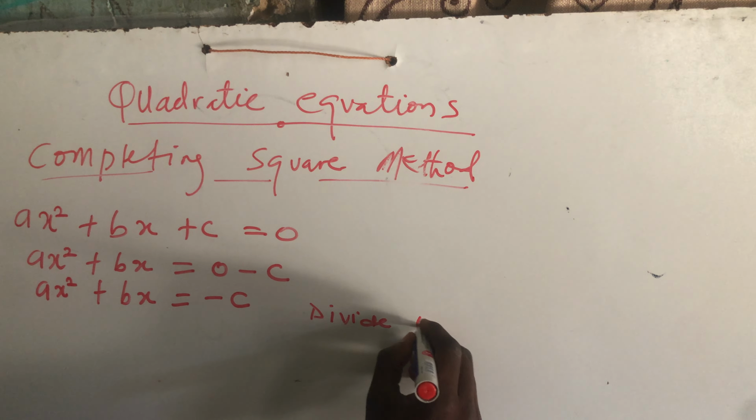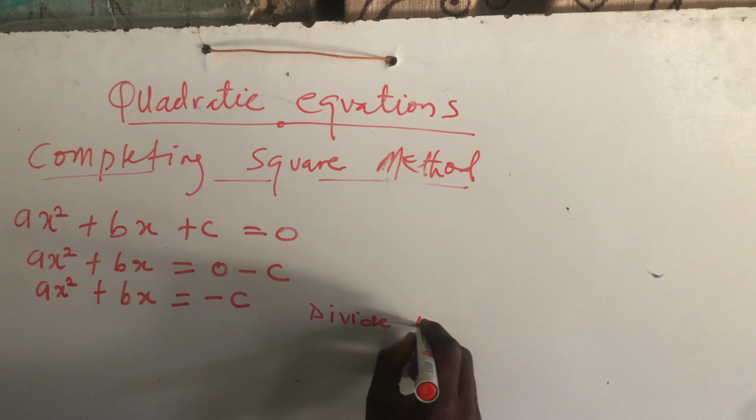Wannan shi ne. So daga nan sai mu squaring ɗin half of coefficient of x, because half of coefficient of x is now b over 2a. To square it, squared. Bayan mun yi squaring ɗin shi mu ɗauko wannan value ɗin mu adding ɗin shi to both sides. So add it to both sides.